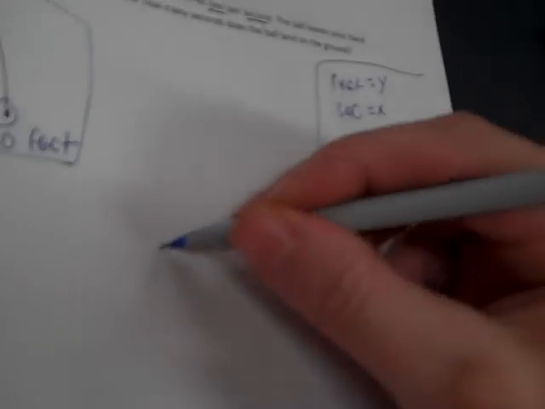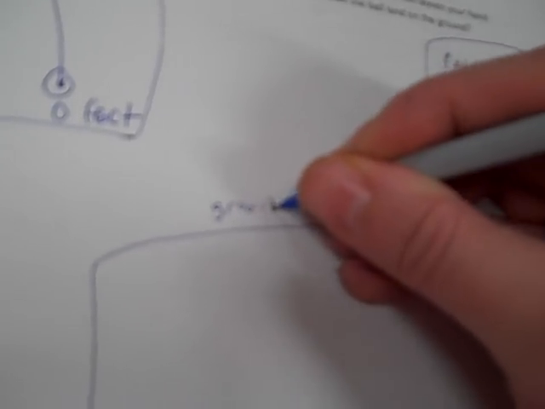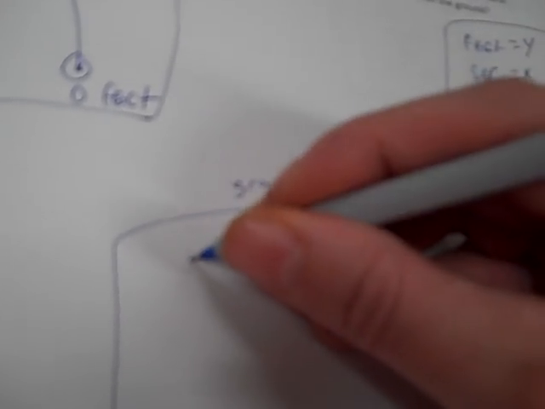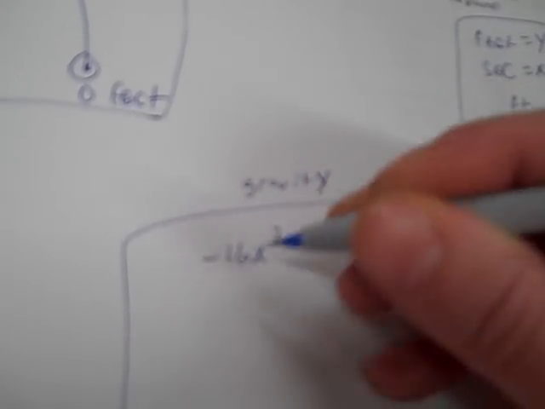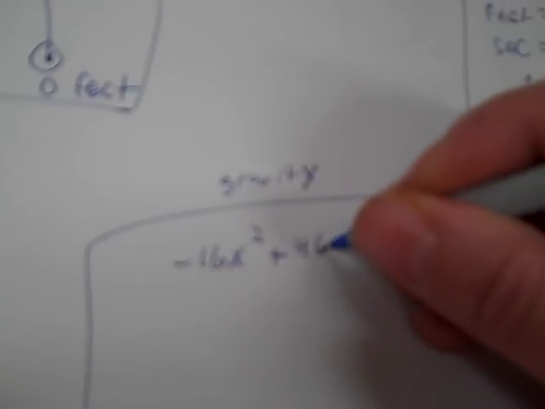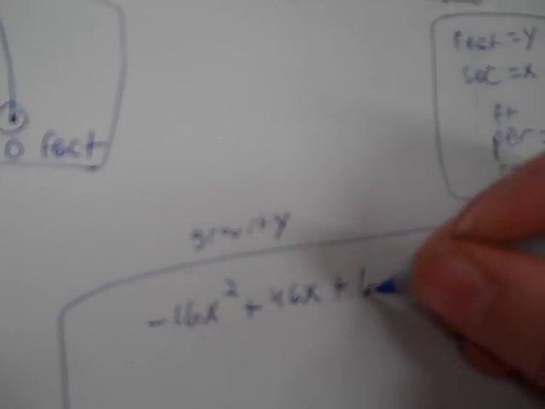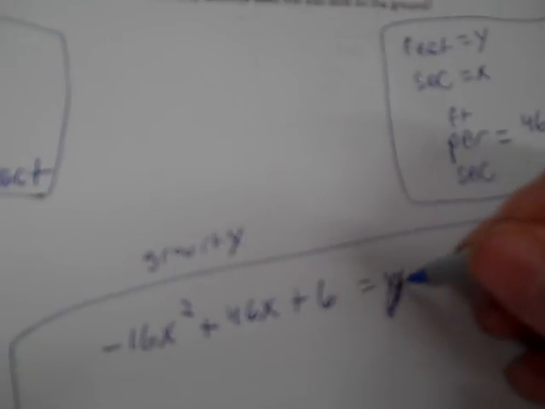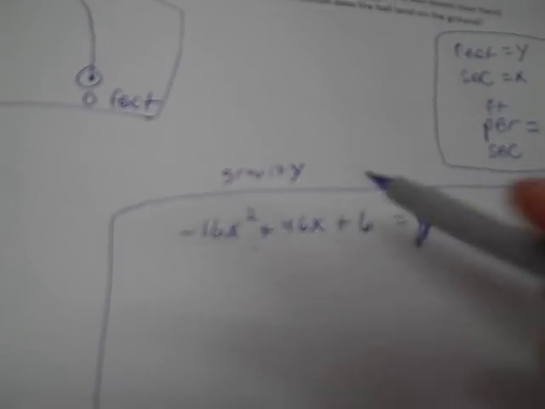Okay, so I draw a big box, and gravity is what's pulling the ball towards the ground. So negative 16x squared. It's negative, not just 16. Plus your 46x. And then I also see a 6 there. That's because it started at 6. Equals y. Okay, so 0 feet becomes y. So I have x left. It's to the second power.